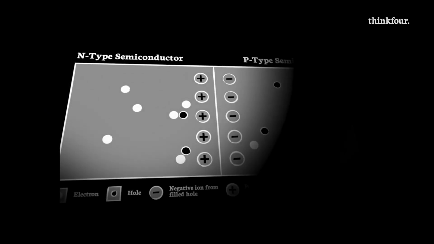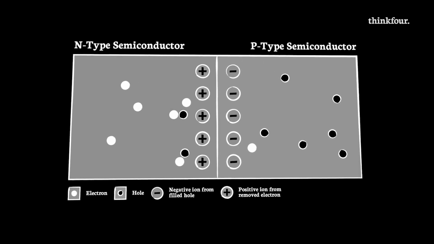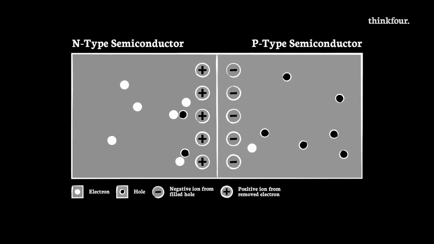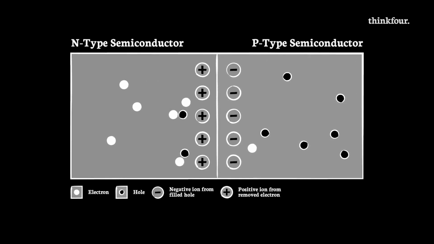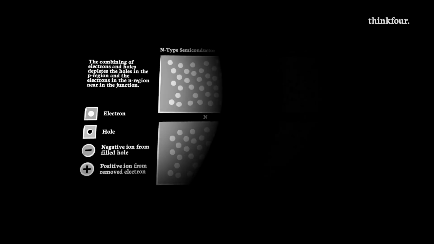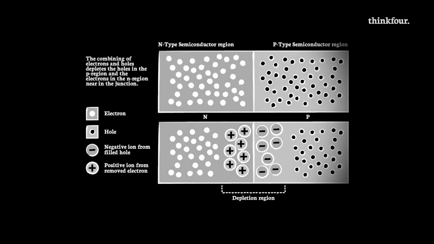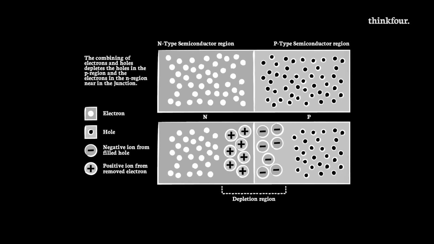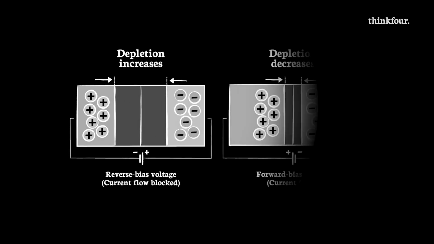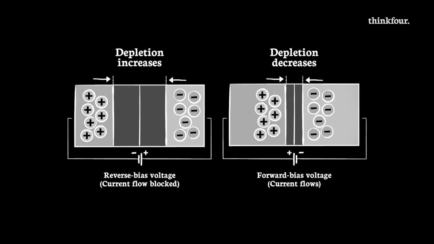When we make a P-N junction, the additional electrons from the N-type semiconductor fill the holes in the P-type. This makes the P-type slightly negatively charged and the N-type slightly positive. In this area, there are no more free electrons or holes, and we call it the depletion zone. This creates a small potential difference or voltage across the junction. This is typically about 0.7 volts, and we call this the barrier potential.